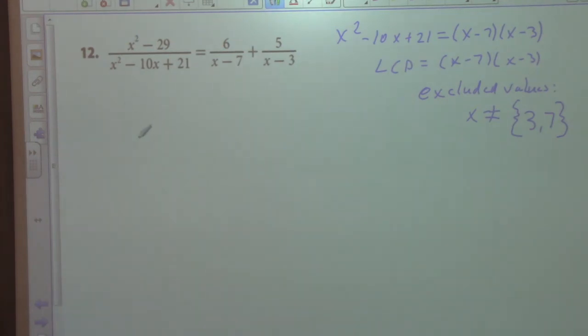Go ahead, Chloe. So I did find a way to factor out x squared minus 29, so I just left it as is. Okay, all right. So you have x squared minus 29, like this, over x minus 7, x minus 3. Yep, and then after the top, I multiply it by x minus 7, x minus 3.